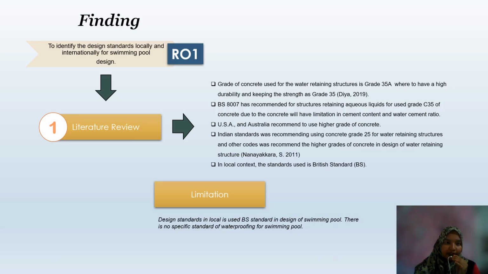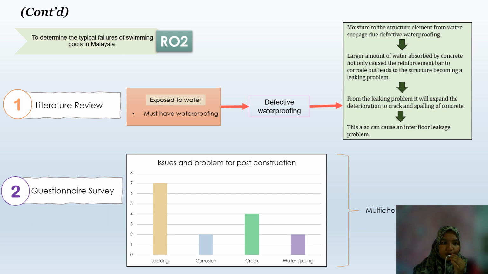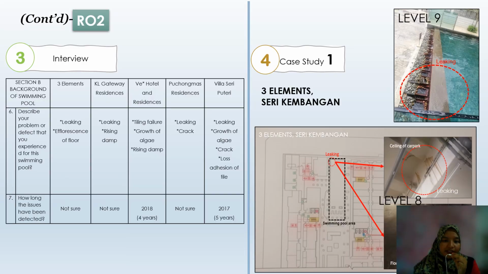For the research finding on RO1, BS has recommended using grade 35 concrete. The USA and Australia recommended using a higher grade of concrete. The Indian standard recommended using grade 25. For RO2, as per the literature review, any structure exposed to water must have waterproofing. If there is defective waterproofing, it can cause moisture leaking and other major defects. Based on the survey, most of the issues and problems post-construction are leaking rather than cracking. The summary of the defects is shown in the table.